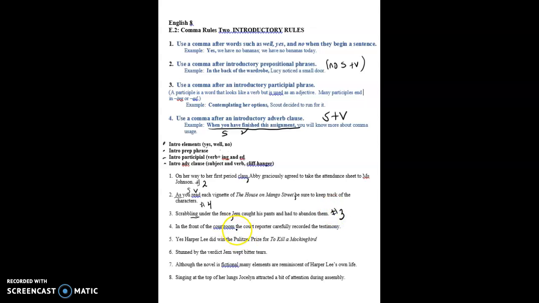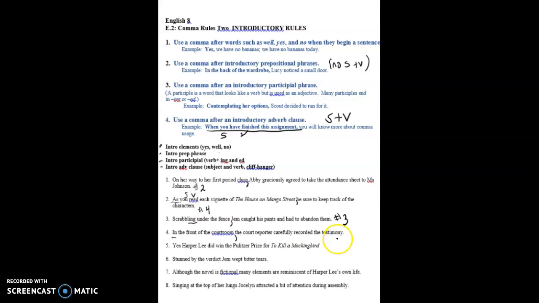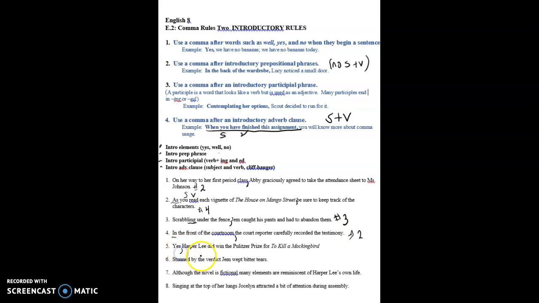In the front of the courtroom, we put a comma there and we look at the first word, in, and that's not an intro word. That's a prepositional phrase. In fact, it's 2 of them, but you put the comma after the second. So that is rule number 2. And then you go to 5, it's simple. It's yes, comma. That's rule number 1.